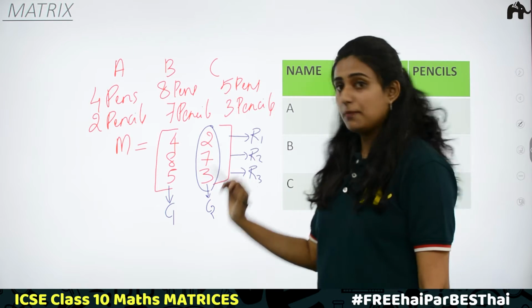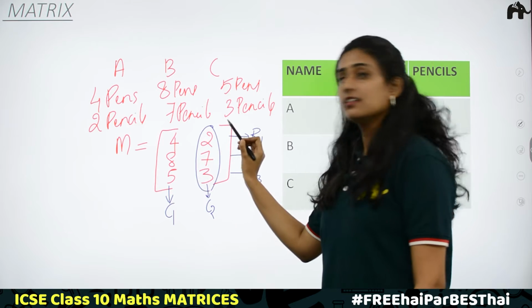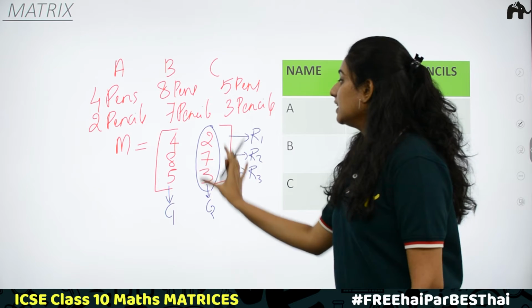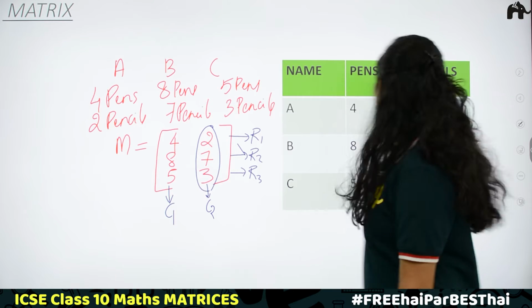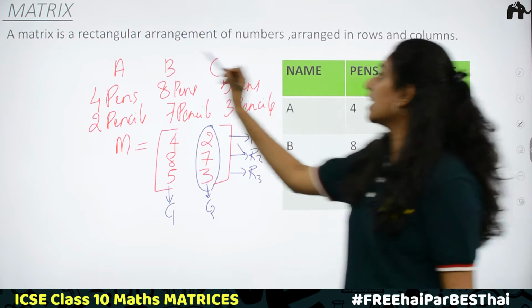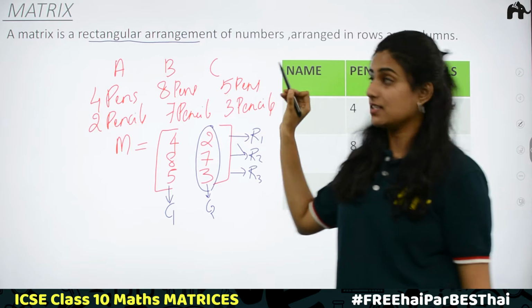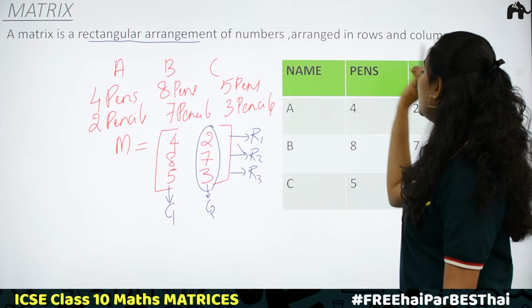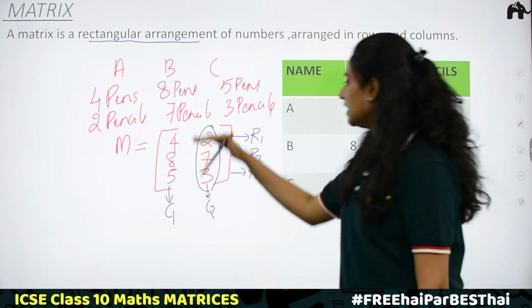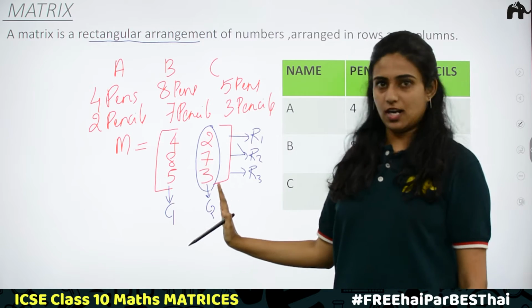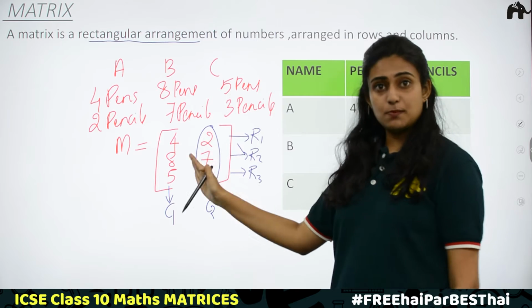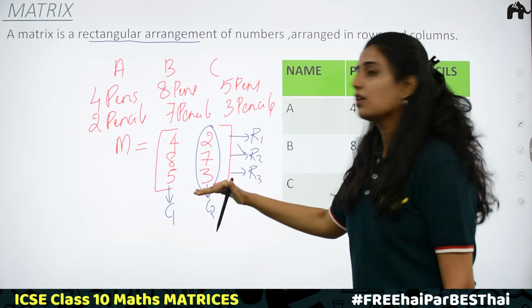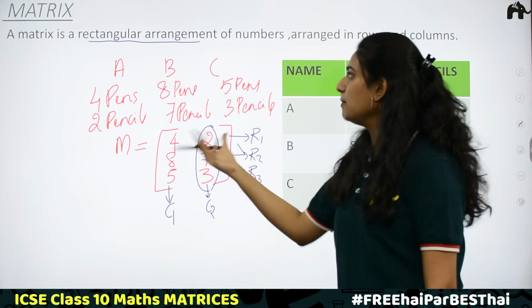A matrix is always represented inside a square bracket. These are the contents. Here we are filling it with numbers. So, a matrix is a rectangular arrangement of numbers arranged in rows and columns. Here we can see 3 rows and 2 columns. This is a rectangular arrangement, right? This rectangular arrangement of numbers in rows and columns is called a matrix.